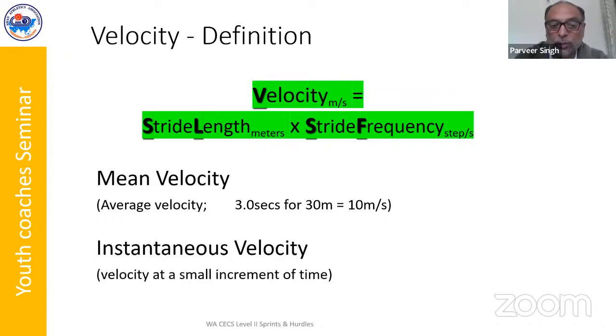Instantaneous velocity is at a small increment of time, like we say takeoff velocity in jumps or release velocity in throws. That is instant velocity. At the moment of release or at the moment of takeoff, what was the velocity of center of mass at that time? That is known as instantaneous velocity. But the mean velocity is how much distance has been covered, divided by the duration in seconds or minutes.